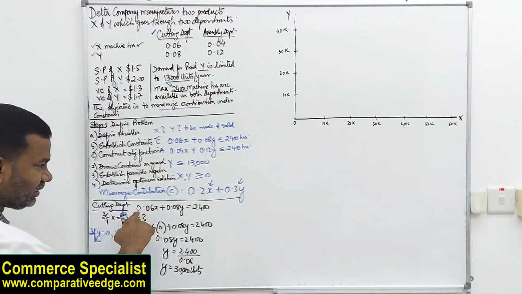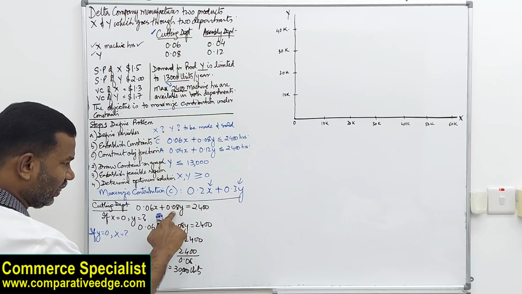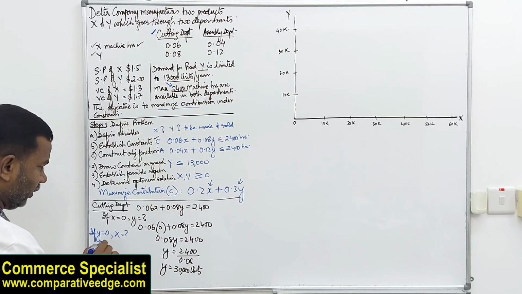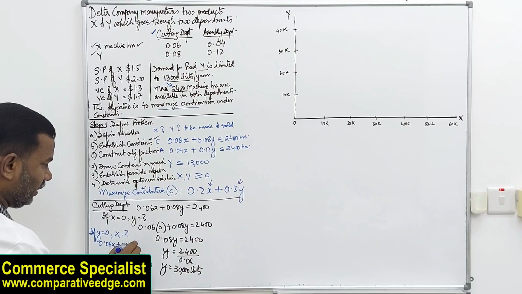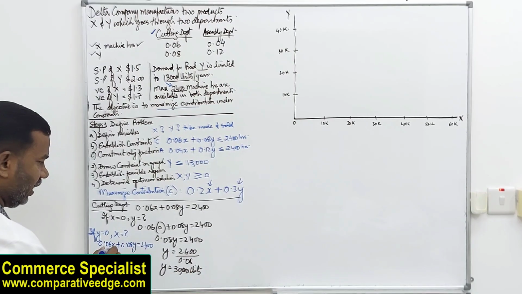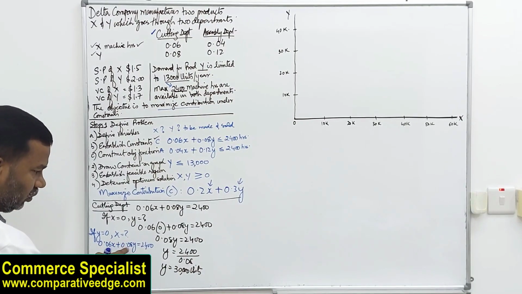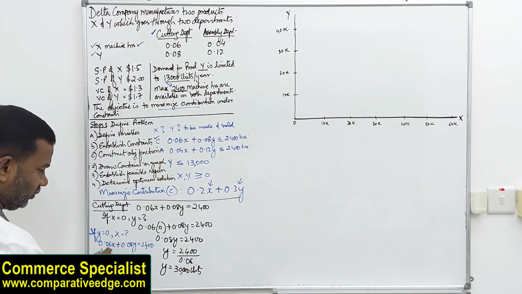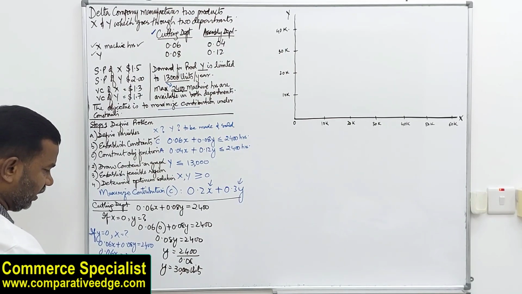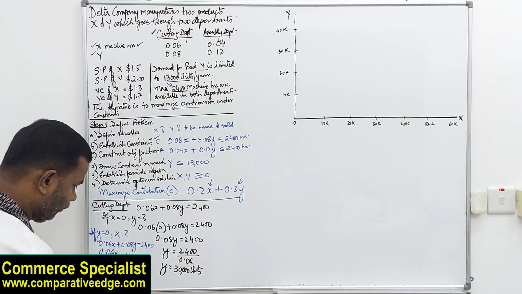So in that case, in this equation, I'll make y as 0. So this will look like this: 0.06x plus 0.08y is equal to 2400. Now I'm making y 0. So 0 into this will eliminate. I'll be left with 0.06x is equal to 2400. X will be 2400 divided by 0.06, and you will get x as 40,000.